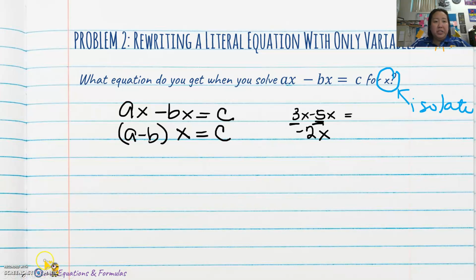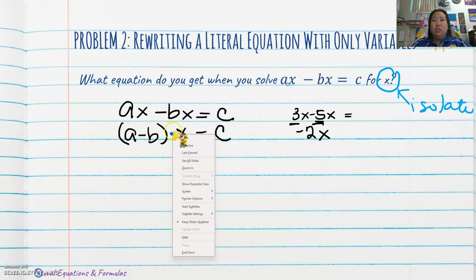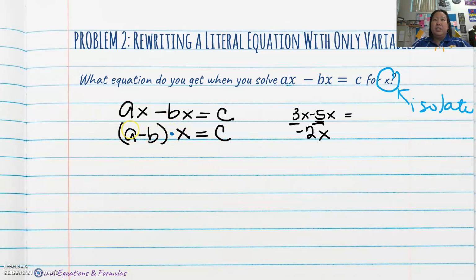Now take a look. What operation is involved with the quantity A minus B and X? If you analyze very clearly here, you have a multiplication in this particular example. It's actually the quantity A minus B times X. And what do we do when we need to isolate the variable? Remember, we can isolate a variable by undoing the operation. We have to use the inverse operation. And what is the inverse of multiplication? It's going to be division, okay?